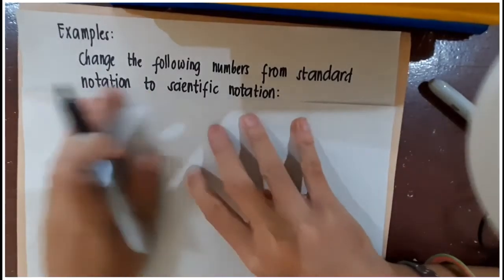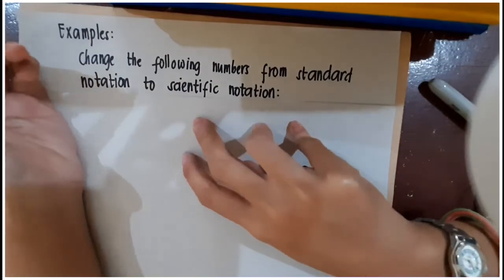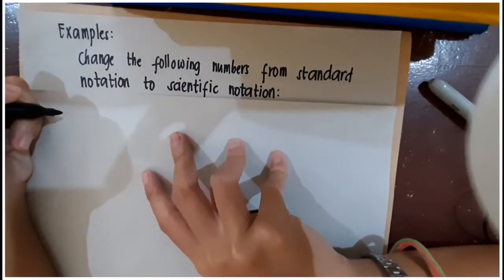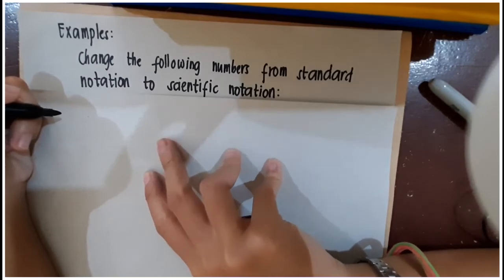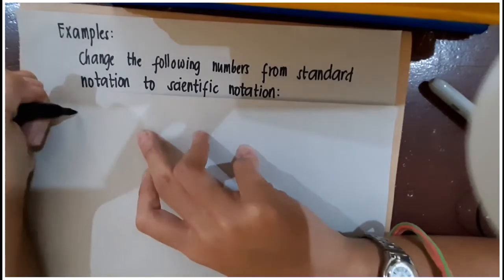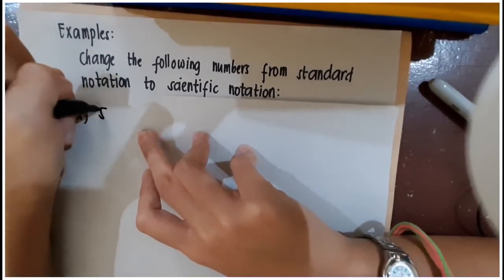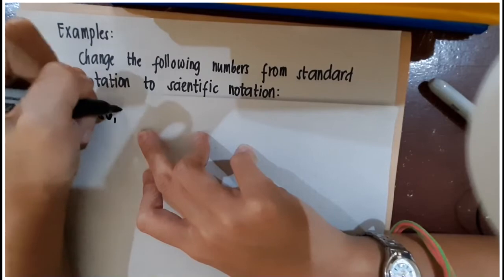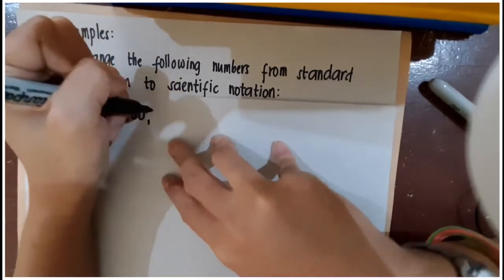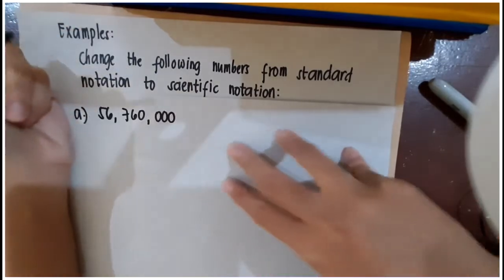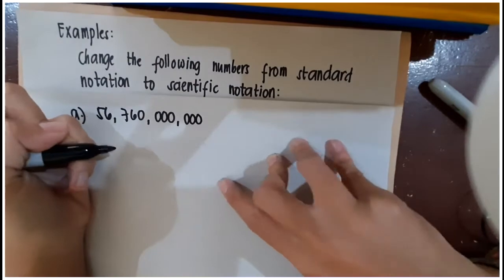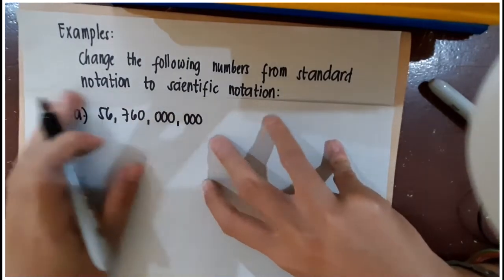Okay, so we have here examples for scientific notation. Change the following numbers from standard notation to scientific notation. So let's say we have 56 billion, that's 56,760,000,000. Okay, so this is now your number.